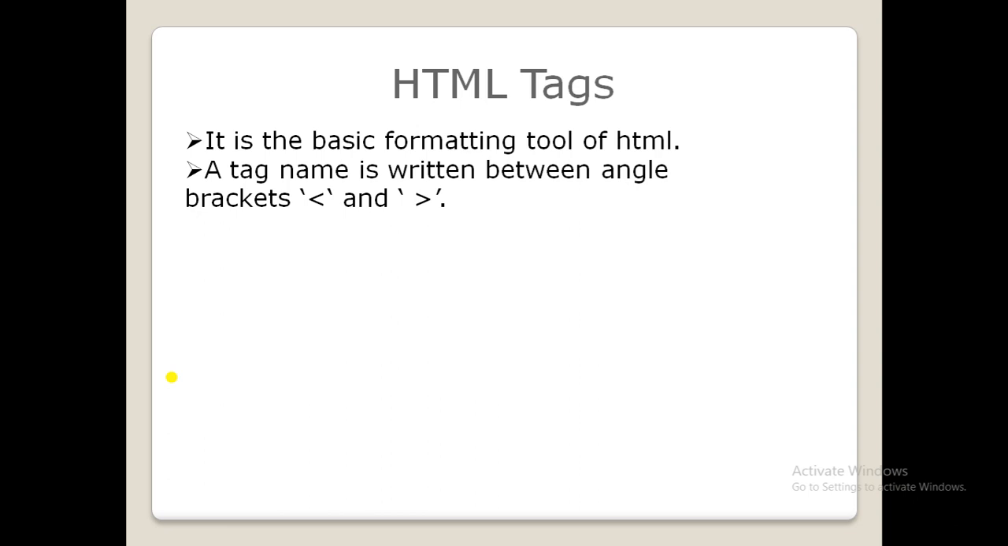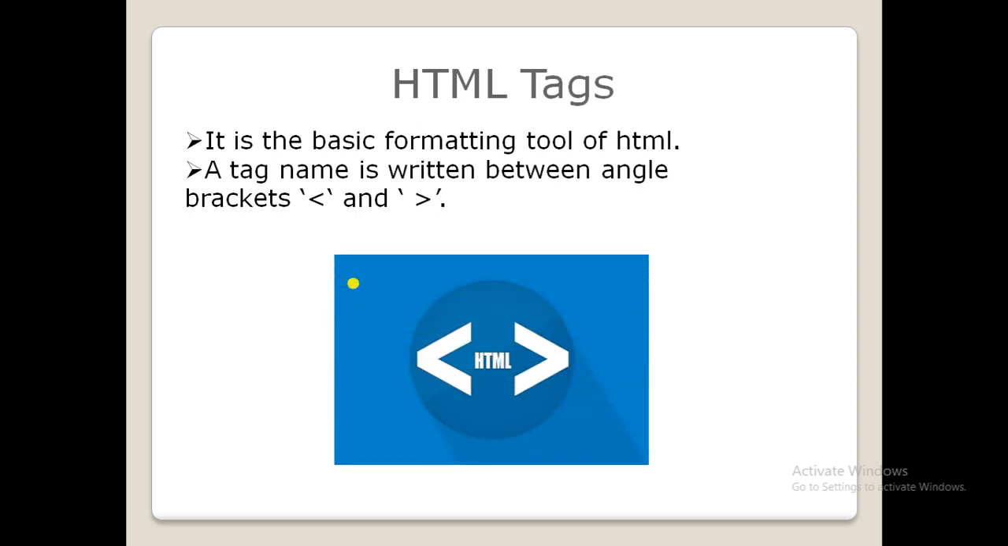Now a tag name is always written between the angle brackets. You can see the tag name will always be written in the angle brackets. Some examples can be title in angle brackets, HR in angle brackets. So this is the basic formatting tool of HTML.